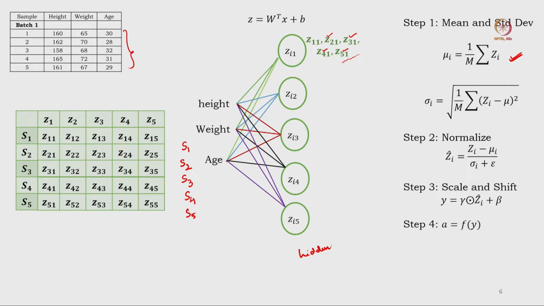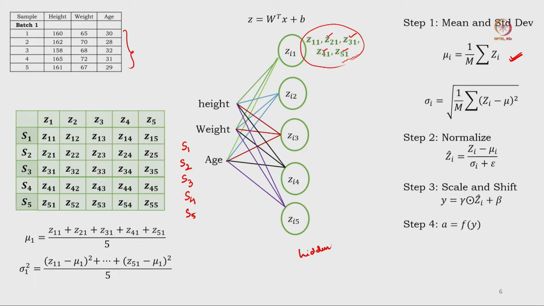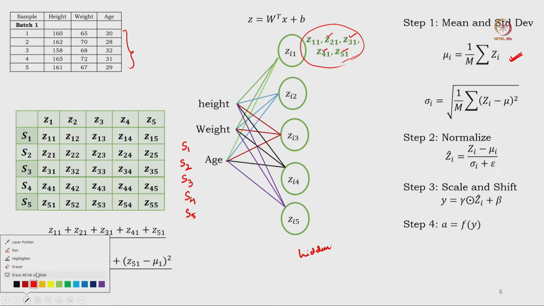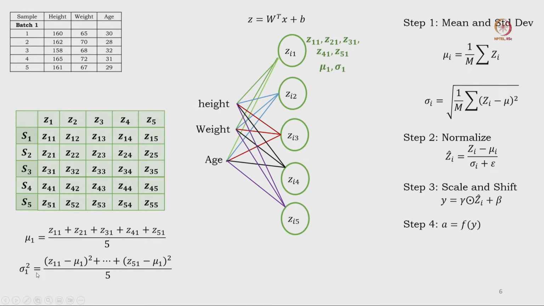First calculate the mean. How are you calculating the mean? You will add up all of these values and then divide by 5. You will calculate the mean, then you will calculate the variance, and the square root of it is the standard deviation. So, what did we get? We have calculated the mean and the standard deviation for the first node of the hidden layer.